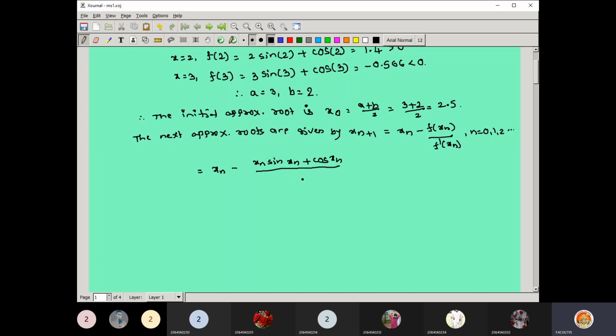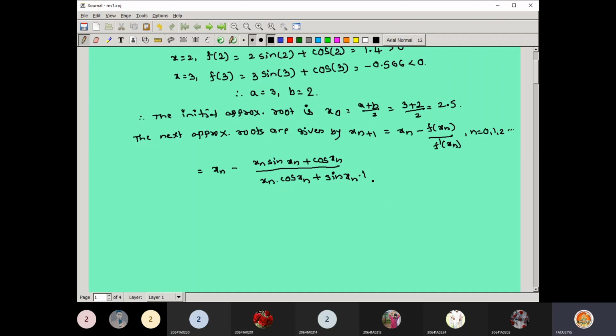Total it is divided by f dash, its derivative. So how to calculate the derivative? For the given function, the first term uses the uv rule. Keep u as it is, times the derivative of sine, which is cos, plus the second one kept as it is, sine x n, times the derivative of the first, which is 1.